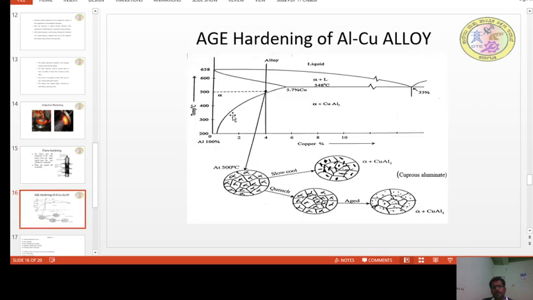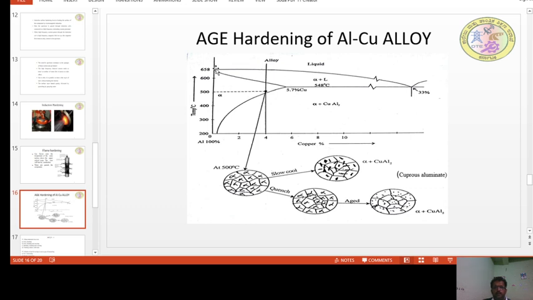And here, the other topic is age hardening of aluminum-copper alloy. Even though this is a heat treatment of non-ferrous metals, it is added in this. Why? Because this is also a type of hardening process. Let us discuss this diagram. This is a phase diagram of aluminum and 4% of copper.